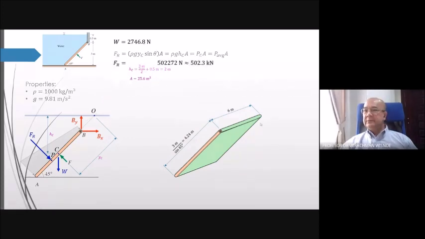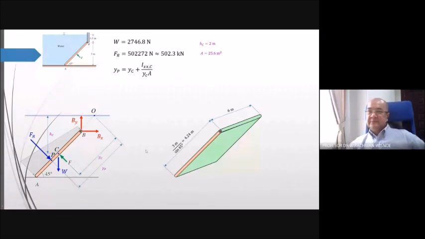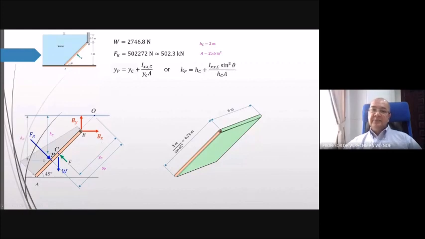Now, we need to find where this resultant force is applied, which is point P. From the class as well, the previous lecture, we have the equation. You can calculate YP here, that is the inclined distance from point P to point O, or you may want to calculate HP. HP again is the vertical distance from P to the water surface. The relation between HP and YP, of course, is HP equals YP sine theta.